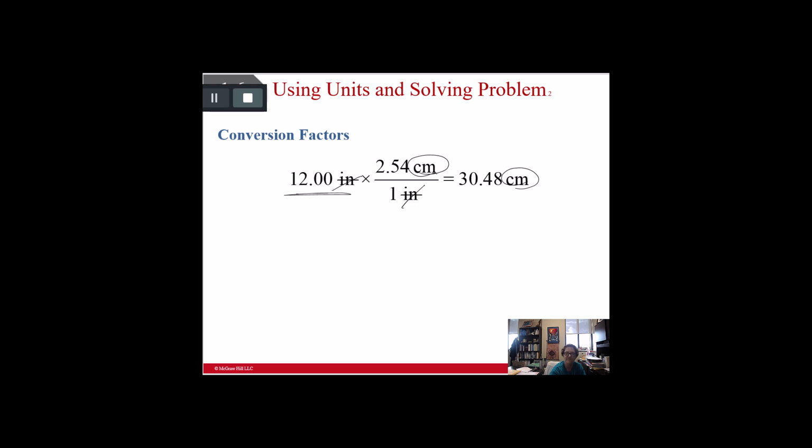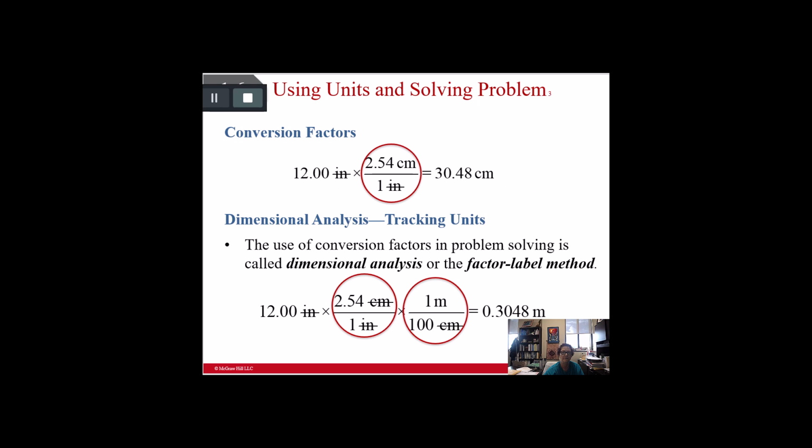So the conversion factors, we can use them. We start with what we can measure, and then we use conversion factors to convert to whatever units we want. In this case, our conversion factor, 2.54 centimeters per 1 inch, we used to get from inches to centimeters.